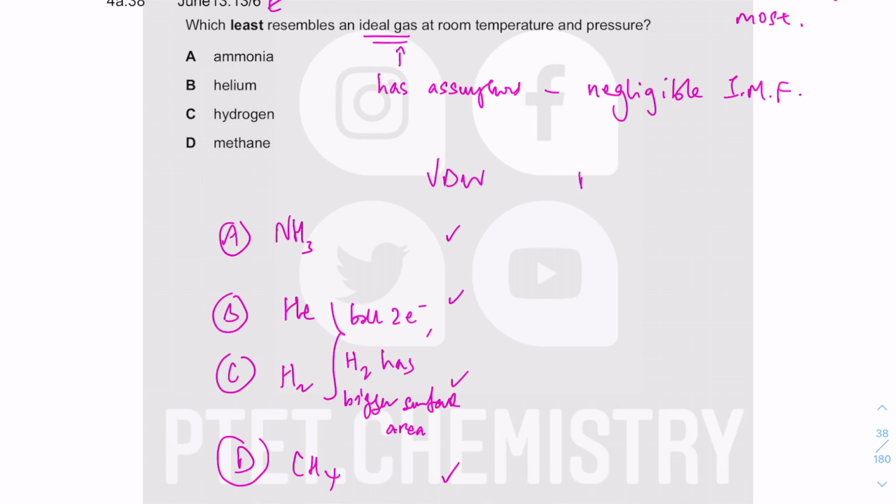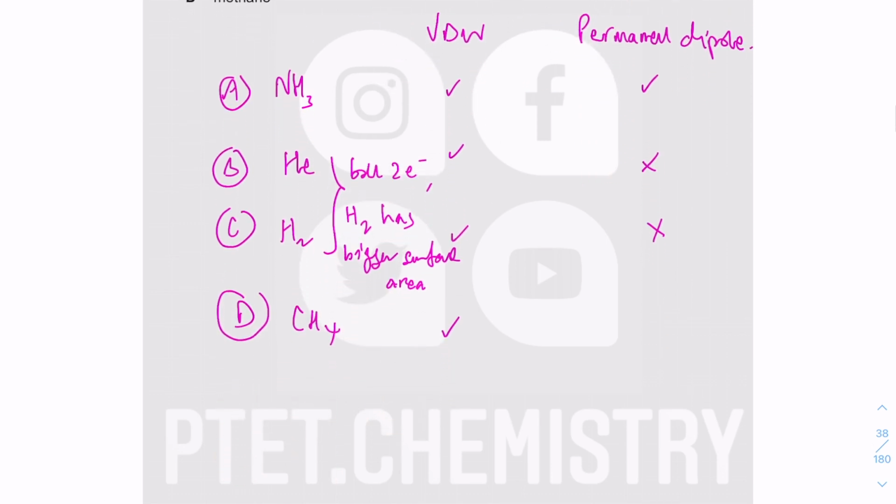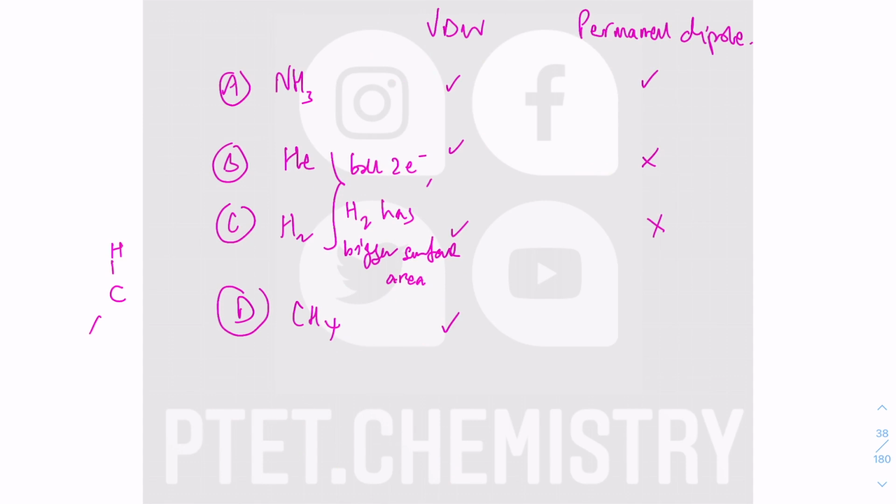Okay, so permanent dipole. So permanent dipole is to do with whether you have symmetrical distribution of charge in your molecule or not. NH3 definitely is polar. Helium is what you call non-polar. Hydrogen is non-polar because you have 2 atoms that have the same electronegativity. The same deal with CH4, which is a tetrahedral molecule.